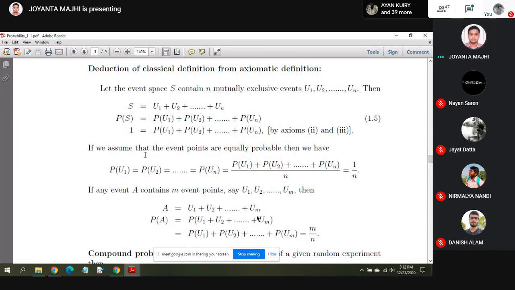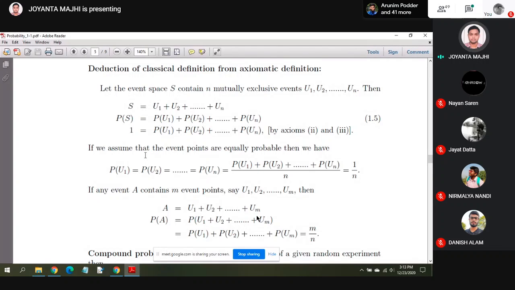Now we take probability on both sides. Therefore, probability of S is equal to... as U1, U2, ..., UN are mutually exclusive, we can apply the third axiom of probability. Therefore, probability of U1 plus U2 plus ... plus UN is equal to probability of U1 plus probability of U2 plus ... plus probability of UN. We also know that probability of S is equal to 1. Therefore, the summation of probability of Ui is equal to 1.